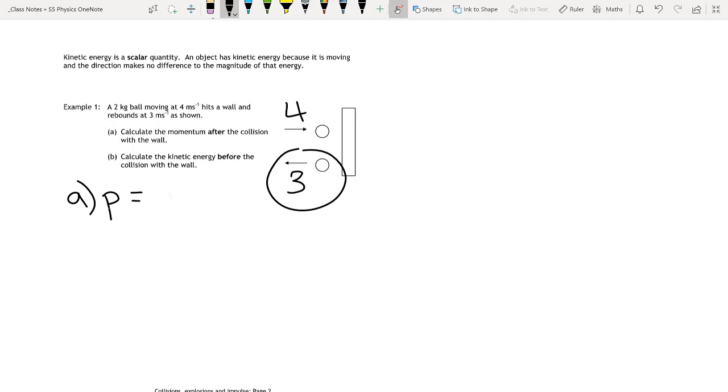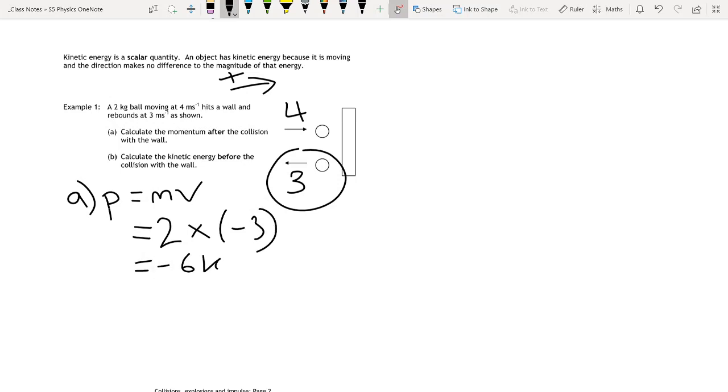is mass times velocity. So the ball is 2 kilograms, and again, you're going to have to watch your signs this time, because if we say the original direction is positive, then it's going to be 2 times minus 3. So minus 6 kilogram meters per second.